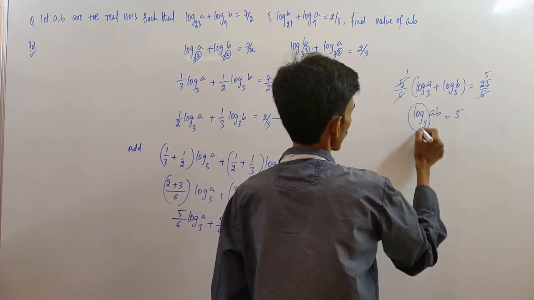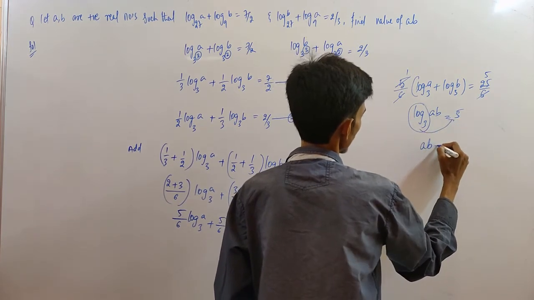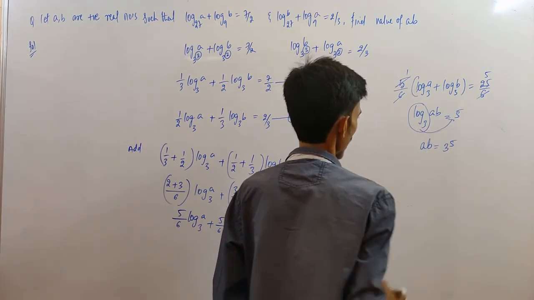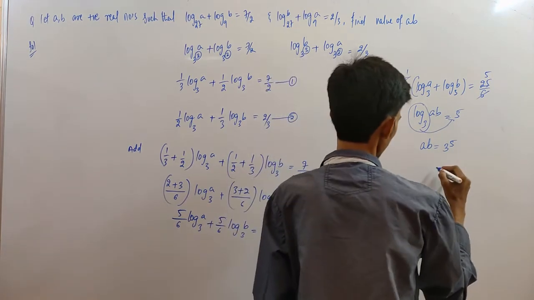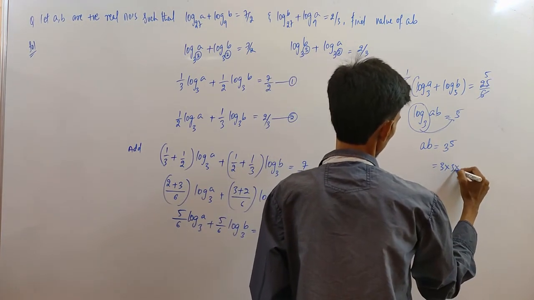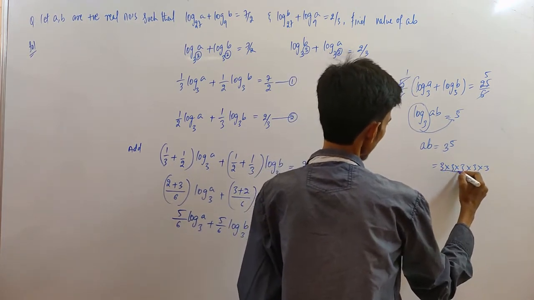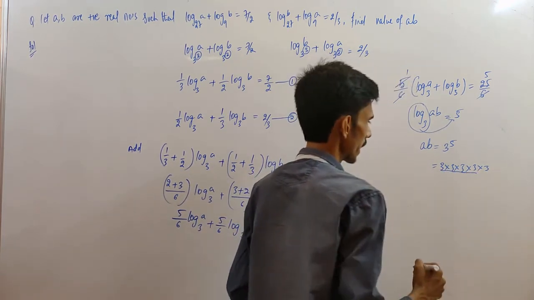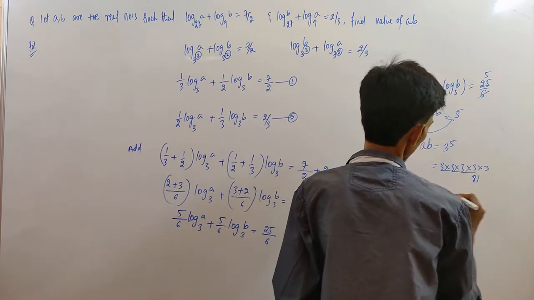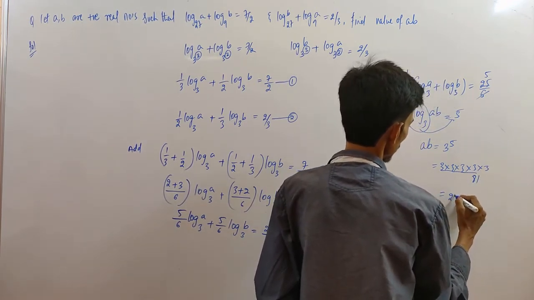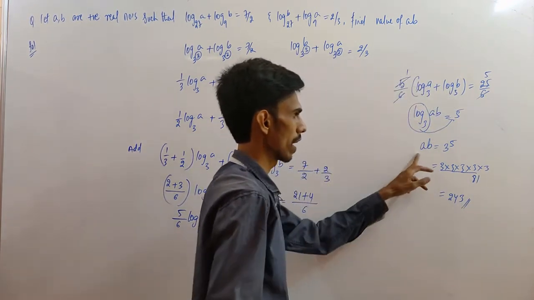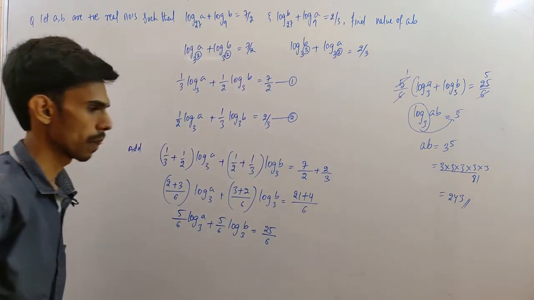Now send this term to the other side, it will become the base. AB is equal to 3 power of 5. So 3 power 5 is 3 multiplied 5 times. 3 threes are 9, 9 threes are 27, 27 threes are 81, 81 threes are 243. So the value of AB is 243.